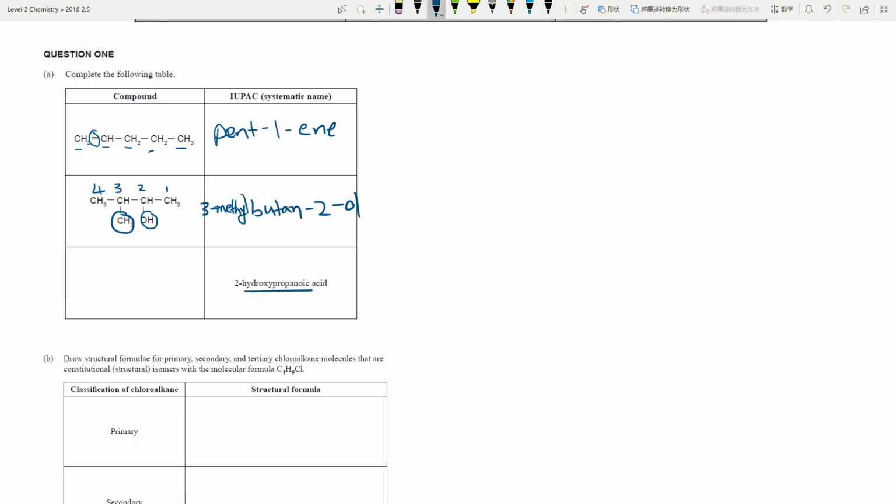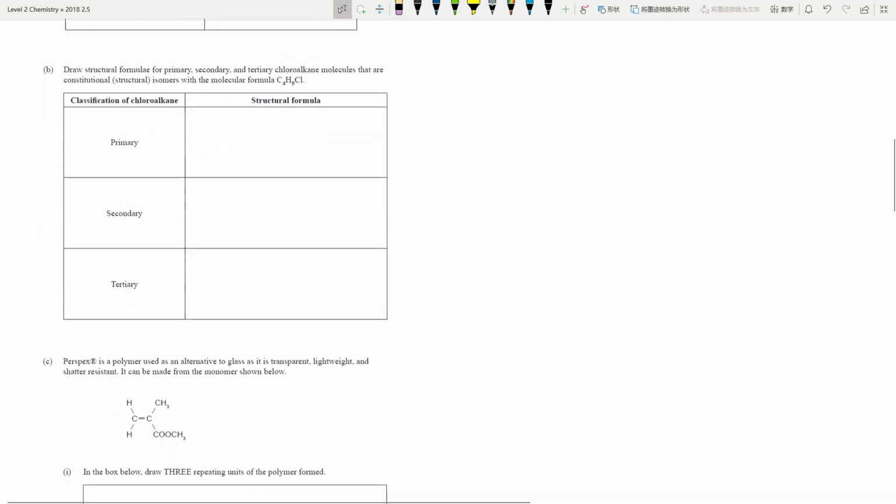Okay, next one, 2-hydroxypropanoic acid. Going backwards is always easier. Propanoic acid, so 1, 2, 3, this is propanoic acid. 2-hydroxy means on the second carbon, this is carbon number 1, this is carbon number 2. On the second carbon you have a hydroxy group, which is OH, and then you just finish everything else by completing the bonds by adding hydrogens. Alright, should be quite straightforward.